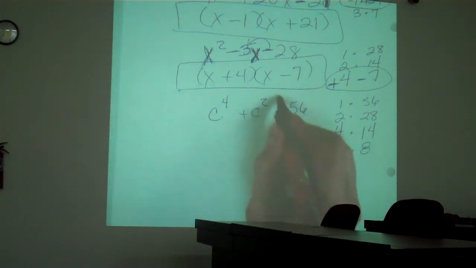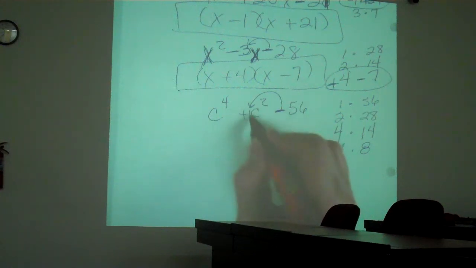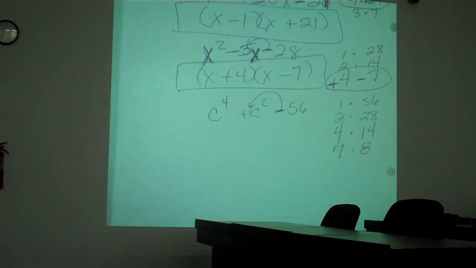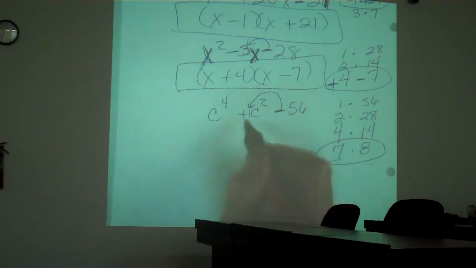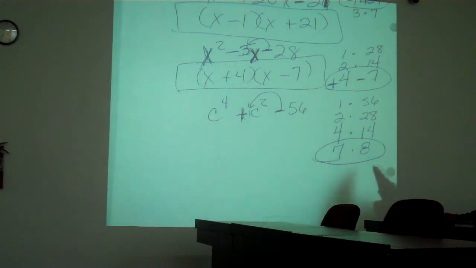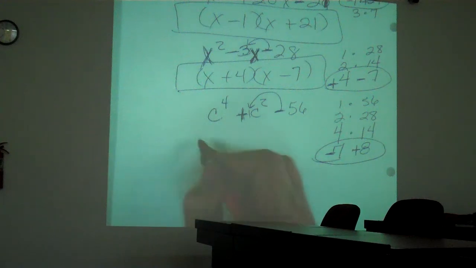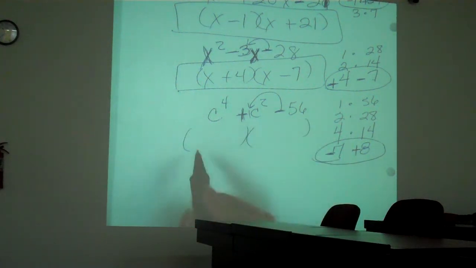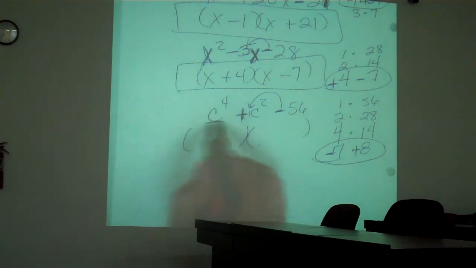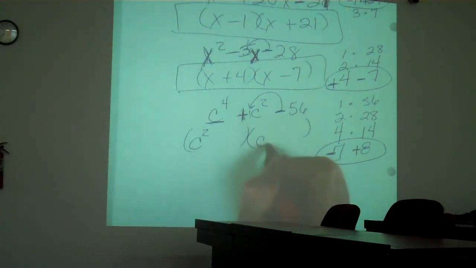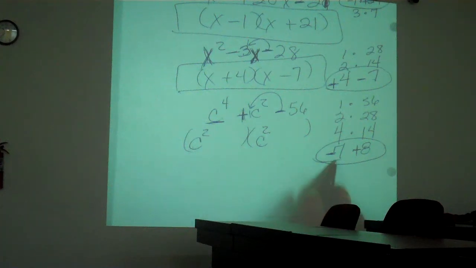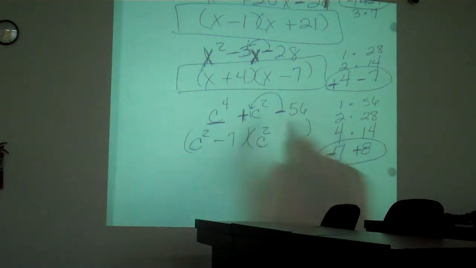So they need to subtract to give you a 1. There's no number there, so it's a 1. Okay, so we're going to use these, and it's going to be a positive 1, right? So the 8 will be positive, 7 will be negative. Okay, we need our first term here, though. What times itself will give you C to the 4th? C squared. And then minus 7 and a positive 8.